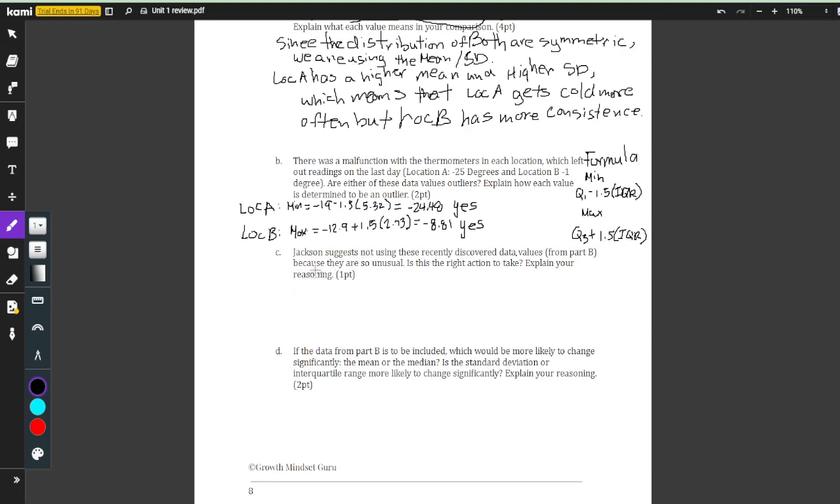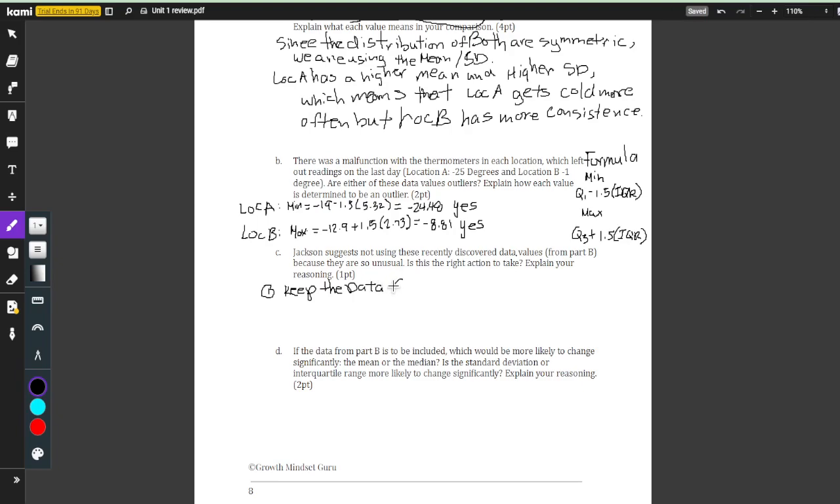All right. Next one. Jackson suggests not using these recent discovered values from part B because they are unusual. Is this the correct action to take? Explain your answer. There is no right or wrong answer. It's just what your reasoning is, as the case may be. So if you chose to do the first case, which is yes, we're gonna throw them out. If you want to keep the data, you would have to explain to me why.